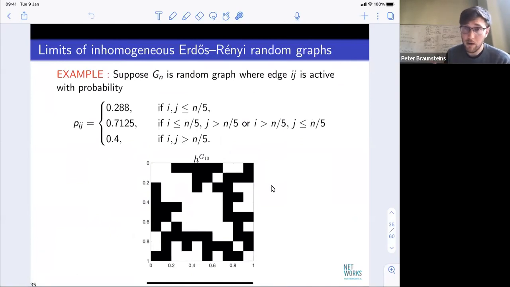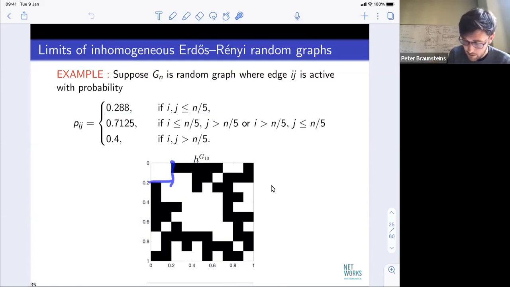All right, let's look at another example. So let's now say that there are two types of vertices: vertices whose label is less than n/5, and vertices whose label is strictly bigger than n/5. The vertices whose label is less than n/5 live here, and those bigger than n/5 live here.